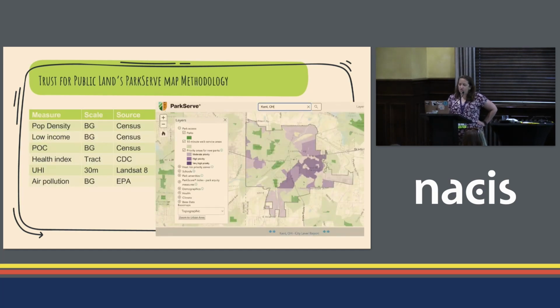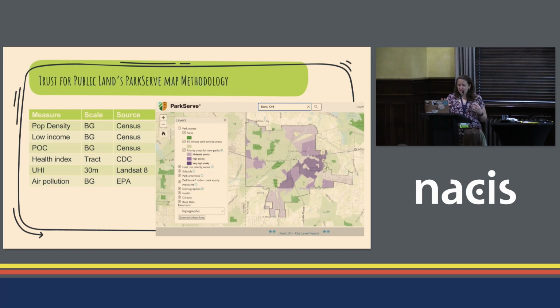They have a tool called ParkServe, and you can go in there. It looks very similar to a lot of the tools that you can get online now, which I really think are important and cool, that let you input your community, even if it's a small town like us, Kent, Ohio, and it will give you the localized information. The way that they do it is they're interested in where there's a high population density, a large percentage of people with low income, people of color, places where there might be health issues, places that have an urban heat island effect of like 1.5 degrees or something like that, and high rates of air pollution.